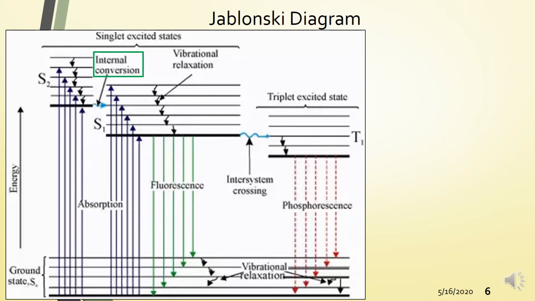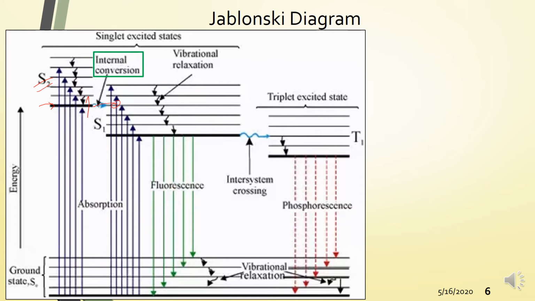So as seen in this figure, for example, an electron is located here. Internal conversion happens when this electron in the lowest energy level of this particular excited state transfers to an upper vibrational level of a lower electronic state. So this is what you call internal conversion.